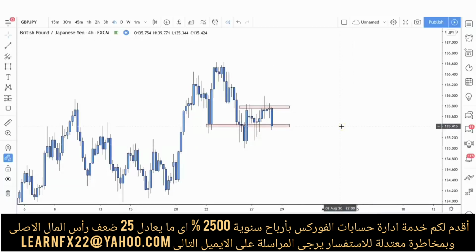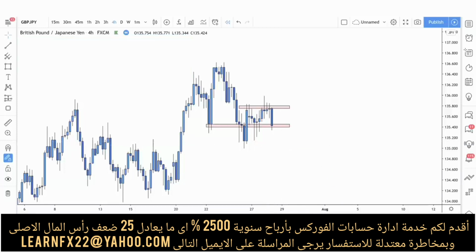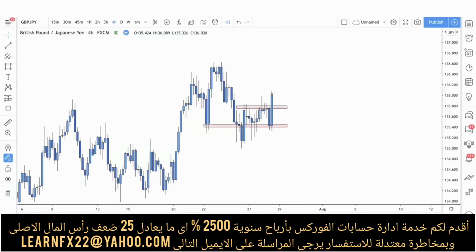Now, do we have a break of this low? Well, no, we don't. What we're looking for the market to do is create a clear identifying mark of breaking and closing below structure. We're talking a clear identifying mark. So we want to see price breaking strong and closing.